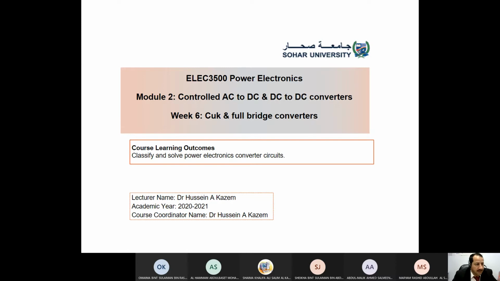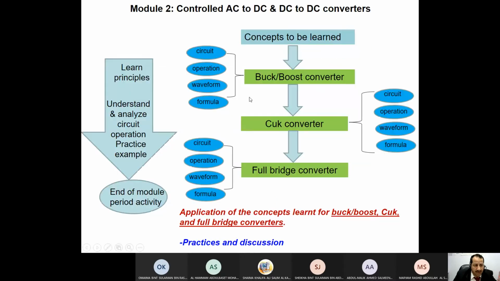Okay. Now we're still in module 2. This is week number 6. We're still discussing the DC-DC converter. Just let me remind you what we discussed last session. We started with DC-DC converter.